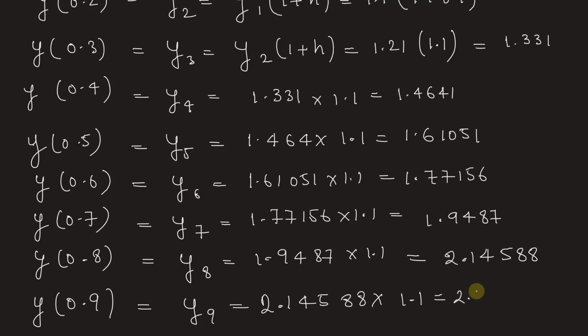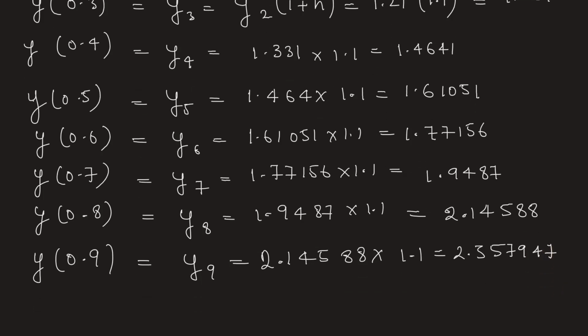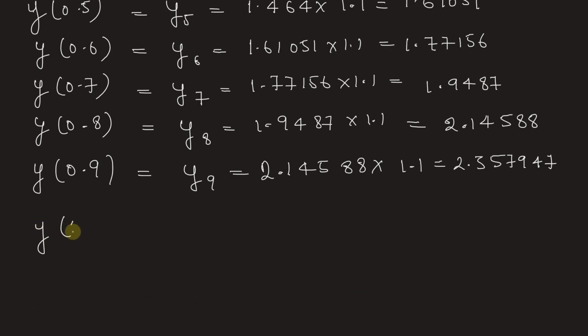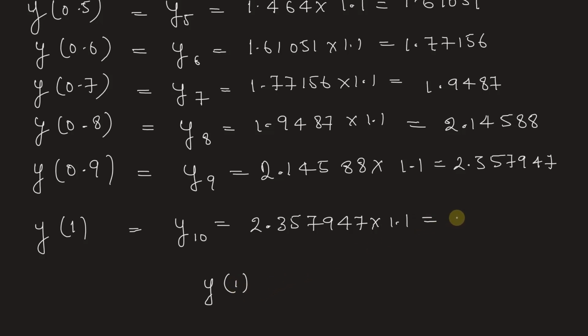So this will be 2.357947, and now at the end we are having y of 1, that is equal to y10. So we had 10 steps to follow to calculate this value. 2.357947 multiplied by 1.1, and so we will get y1. So let's write here first 2.59374. So this will be equal to 2.59, correct to 2 decimal places.